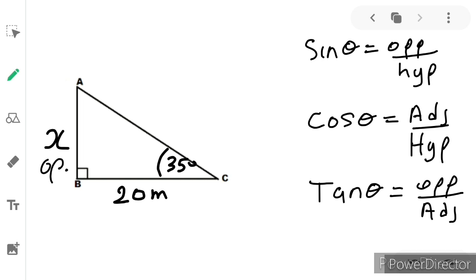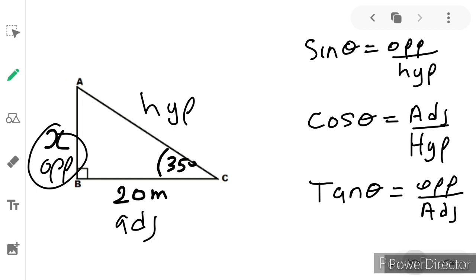Here will be the opposite because that is opposite 35 degrees theta. And here will be the hypotenuse because it's the longest side opposite the right angle. And the remaining side will be the adjacent. So let's look and see which one of the ratios we have to use. We have to see what they gave us and what we have to find. And we can see that they gave us the opposite. Sorry, we are asked to find the opposite, and they gave us the adjacent.